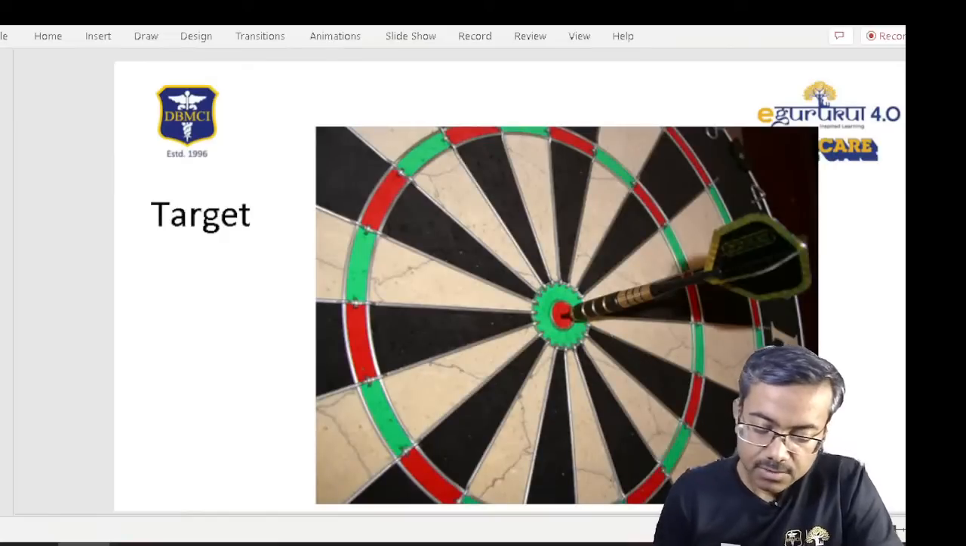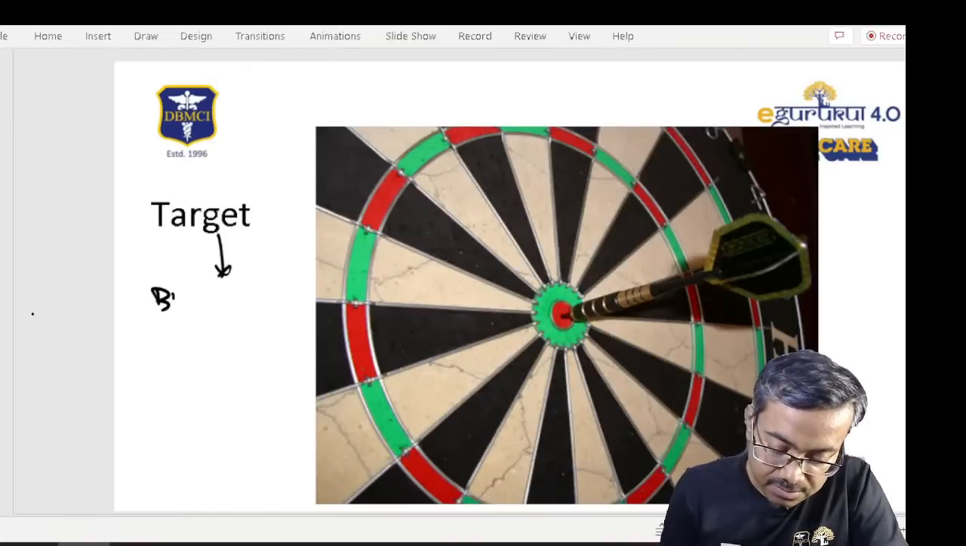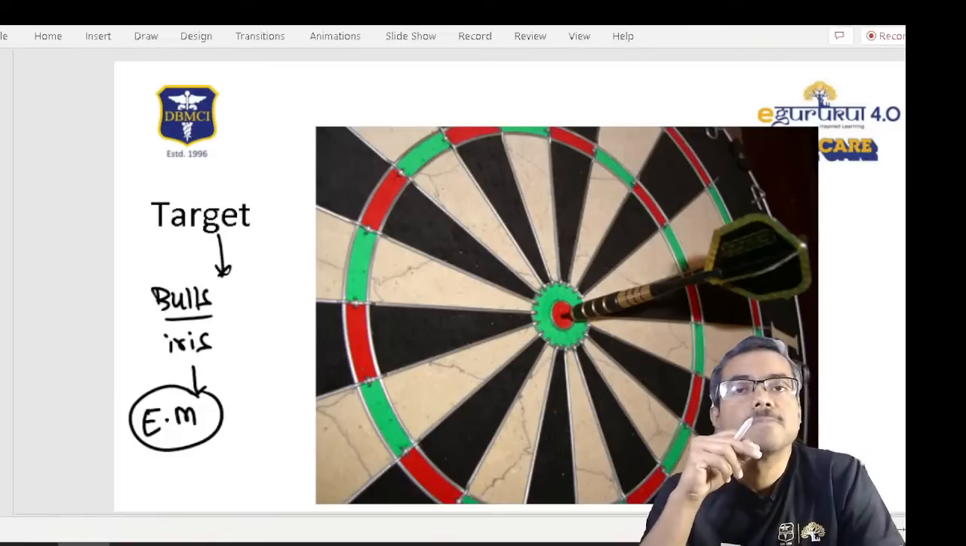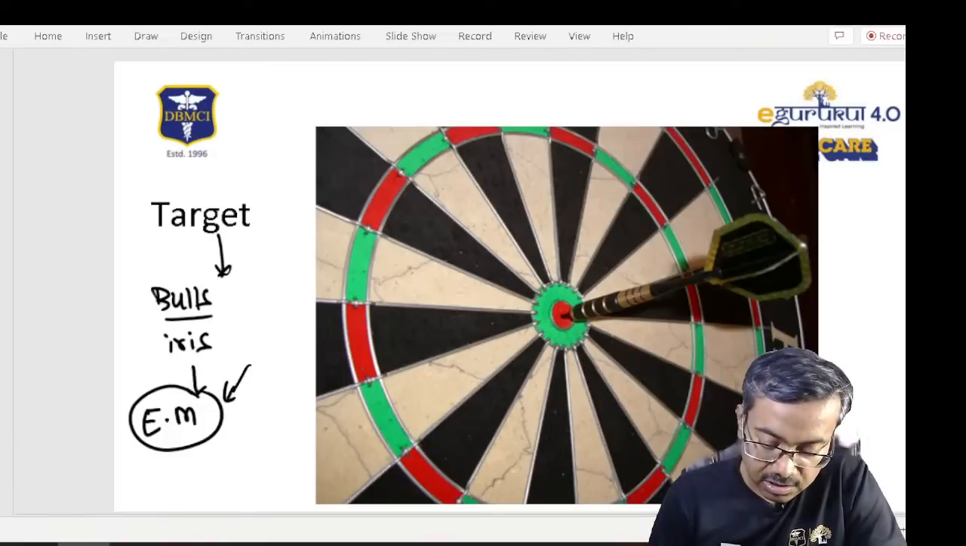Okay? Target lesion, also called bullseye lesion or iris lesions, seen in the disease called erythema multiforme, which is a herpes induced lesion.